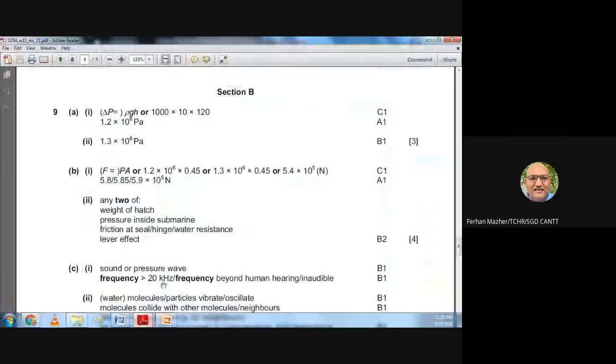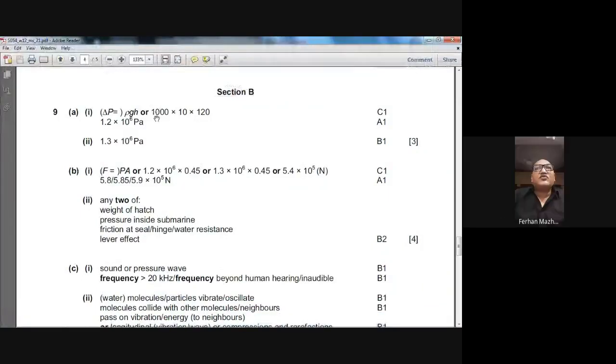Let's check from the marking scheme. If our answer is right, it's a 2 marks numerical. So the final answer is 1.2 x 10^6 Pascal. So I hope you have understood this numerical. Very simple, 2 marks.